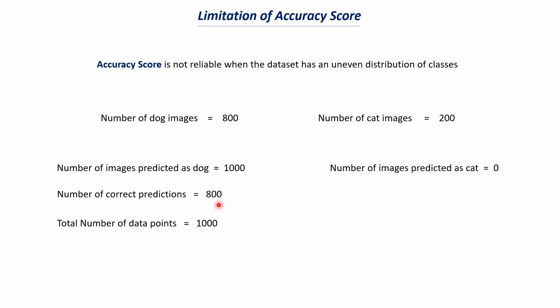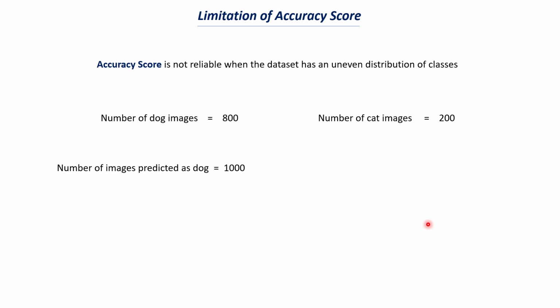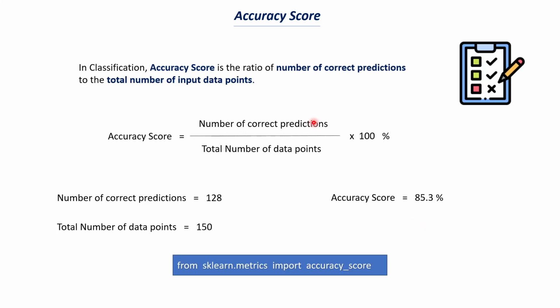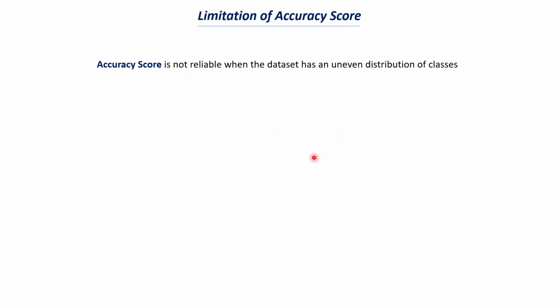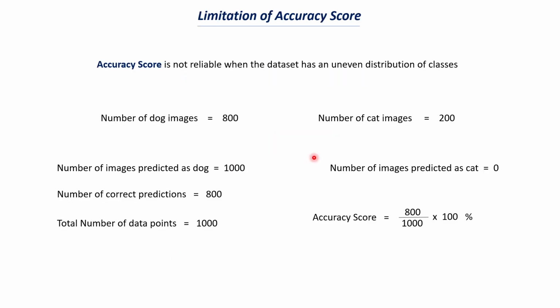So if you want to find the accuracy score, we will divide 800 by 1,000 and multiply by 100%. So this is what we have seen before: number of correct predictions divided by total number of data points, and this is what we get. 800 divided by 1,000 into 100. So the final accuracy score that you get is 80%. Okay, right? So we can say that 80% is a good accuracy score, right?